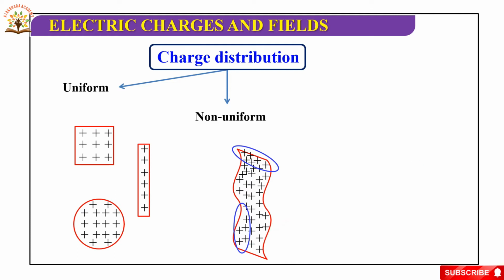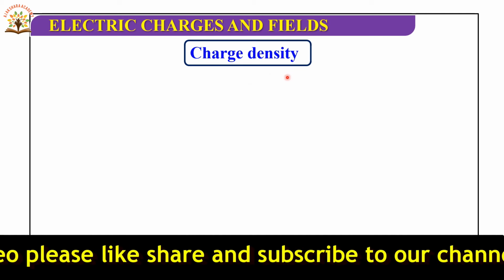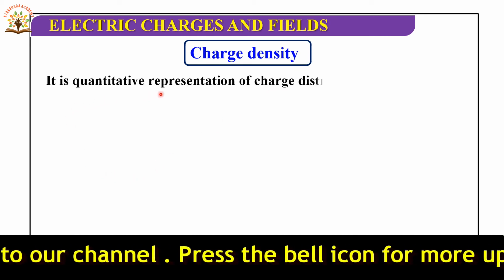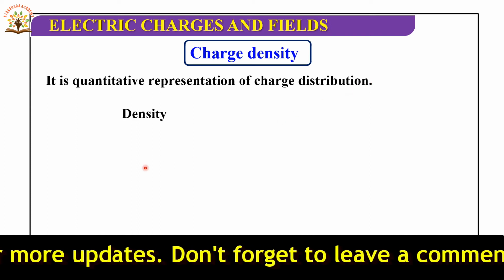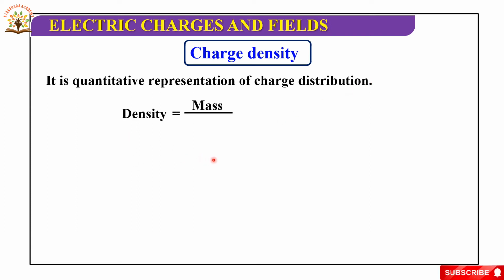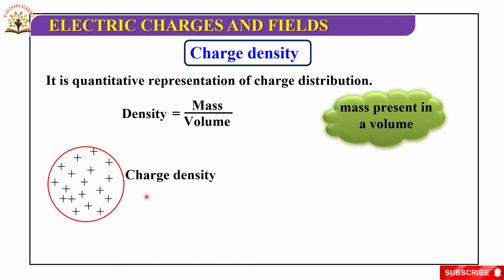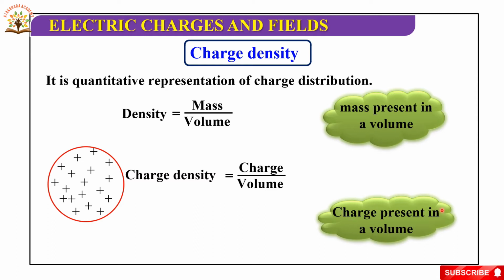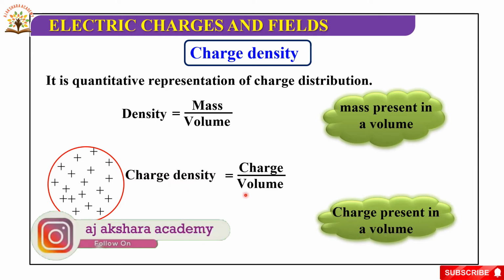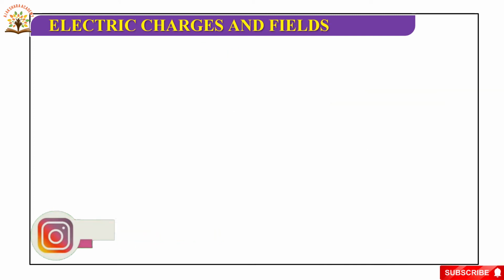Here in this distribution, charges are more accumulated at the curves and sharp points. Okay, next, charge density. It is a quantitative representation of charge distribution. Density is nothing but mass per unit volume. Mass by volume is equal to density, the mass present in a volume. Now this is the charge density, that is equal to charge by volume. Charge present in a volume is known as charge density, that is charge by volume.